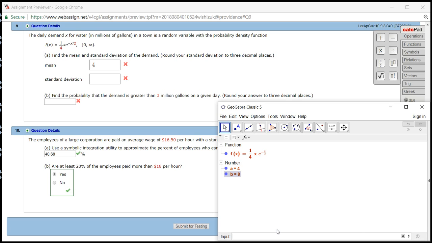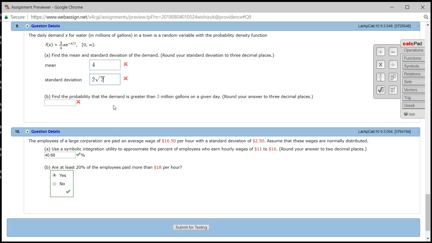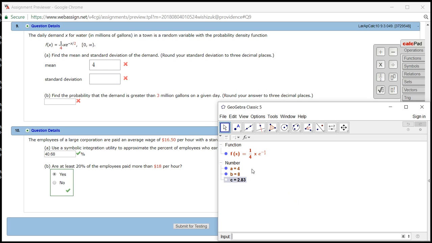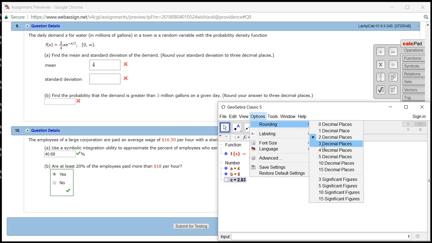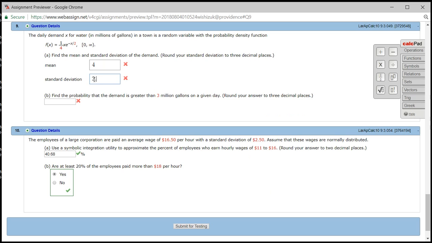So the standard deviation is going to be the square root of 8, so maybe I should write it as 2 square root of 2. Actually, we round the standard deviation to 3 decimal places, so I have to do that, sorry. So this is going to be 3 decimal places: 2.828.